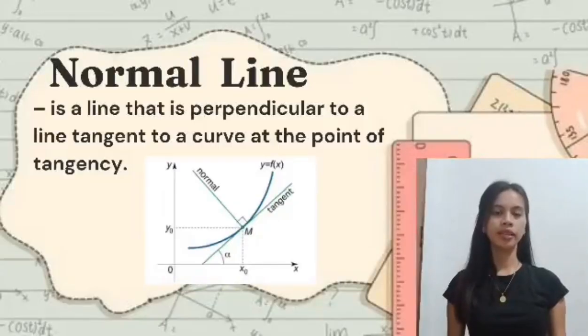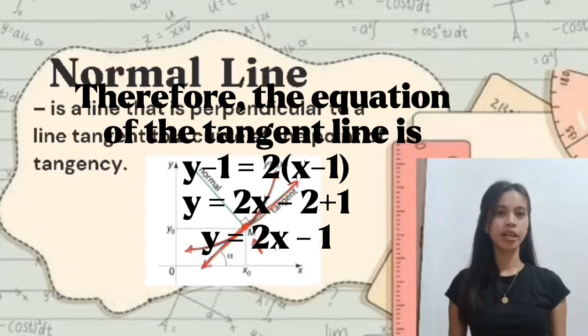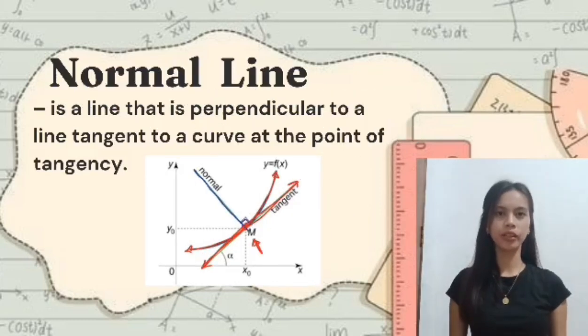A normal line is a line that is perpendicular to the line tangent to a curve at a point of tangency. And when we say perpendicular, the two lines form a right angle. For example, if this curve is our function, then the point M is our point of tangency. And if this line is our tangent line, then our normal line is the line perpendicular to our tangent line, which is also connected to our point of tangency.